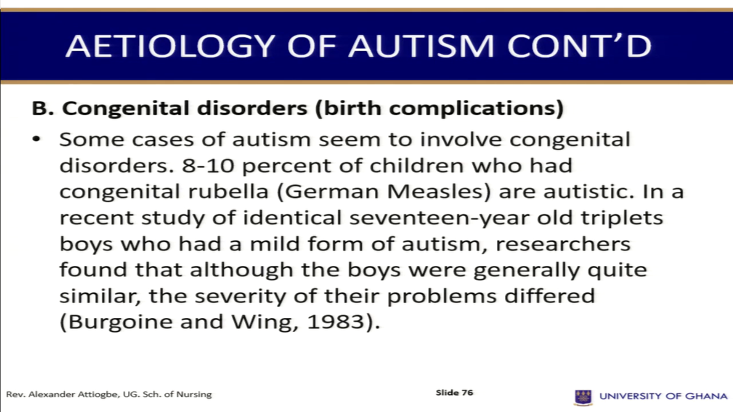Two, congenital disorders, that's birth complications. Some cases of autism seem to involve congenital disorders. 8 to 10% of children who had congenital rubella, that is German measles, are autistic. In a recent study of identical 17-year-old triplet boys who had a mild form of autism, researchers found that although the boys were generally quite similar, the severity of the problems differed.